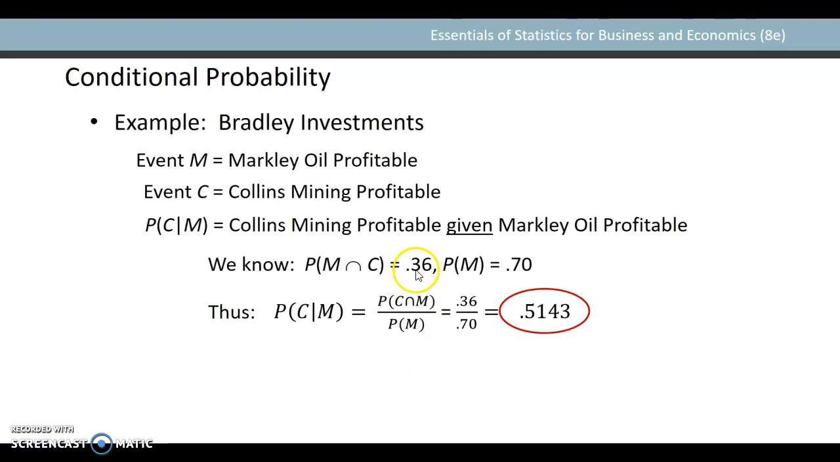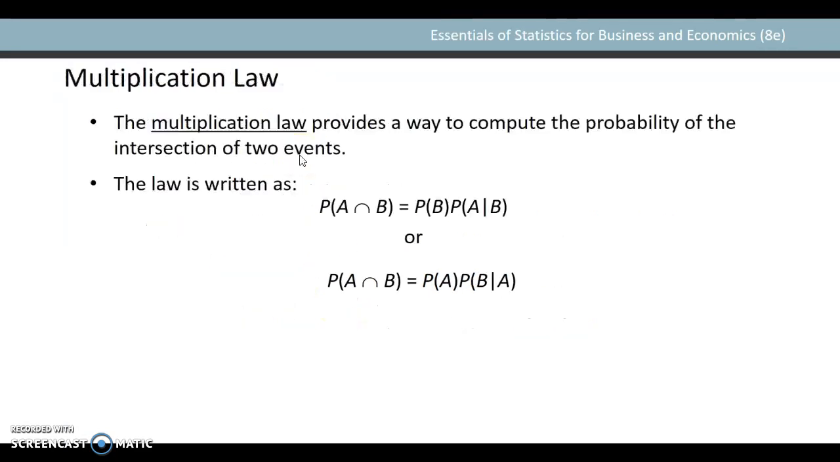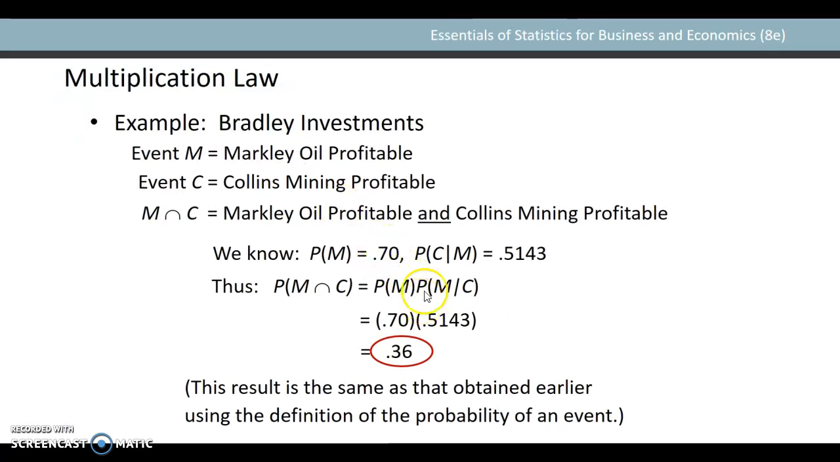So you can see here, we were given this and needed that in this problem when we did earlier conditional probability. When we want the probability of the intersection, we don't know that yet. Even though it was in that previous problem, in this problem, we don't know it.